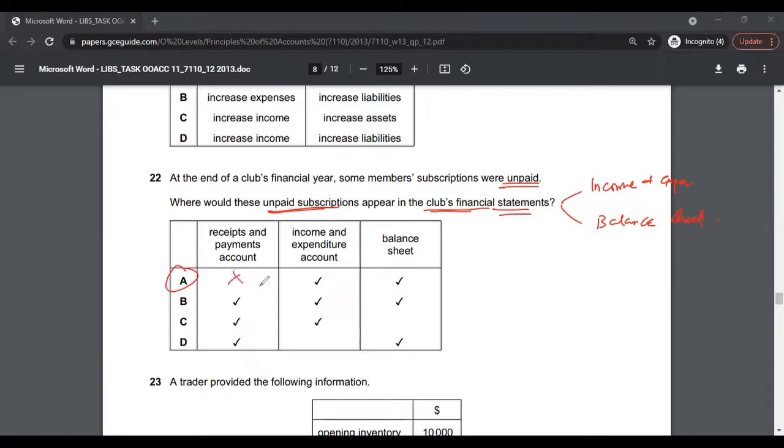They never show up in the receipts and payments account. So even if you only know that the unpaid subscriptions are not shown in the receipts and payments account, you could have immediately crossed out B, C, and D, and the remaining answer is A only. So with the process of elimination, you can still come to the right answer. So the answer to multiple choice 22 is option A.